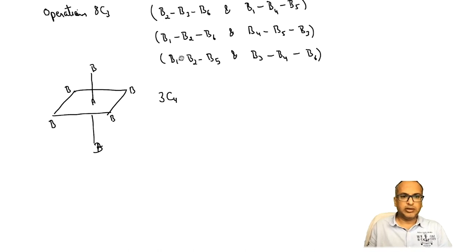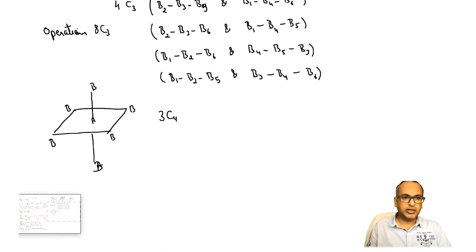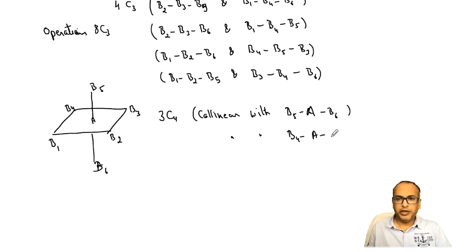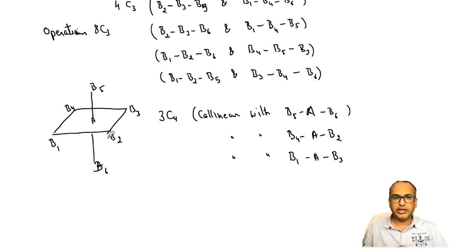So let's keep the same nomenclature, 1, 2, 3, 4, 5, 6. So this is the one which is collinear with B5, A, B6. Then we have one collinear with B4, A, B2. And there is one which is collinear with B1, A, B3. So there are only 3 such options, because there are only 3 such bond pairs which have a 180 degree angle. Others will have lesser angle, so that will not be a C4 axis.